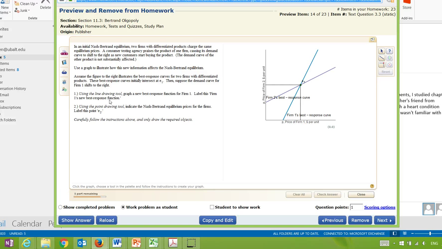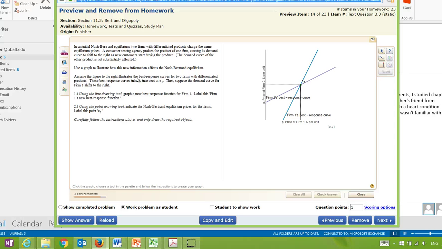So in this case, the consumer testing agency praises the product of one firm, causing its demand to shift to the right. When the demand shifts to the right, price has to go up, so the firm can charge a higher price because of the higher demand. In the Bertrand model, two oligopolistic firms use the price as their strategy to play a game with each other. So fixing the price of the other firm, this firm whose demand has increased can charge a higher price.